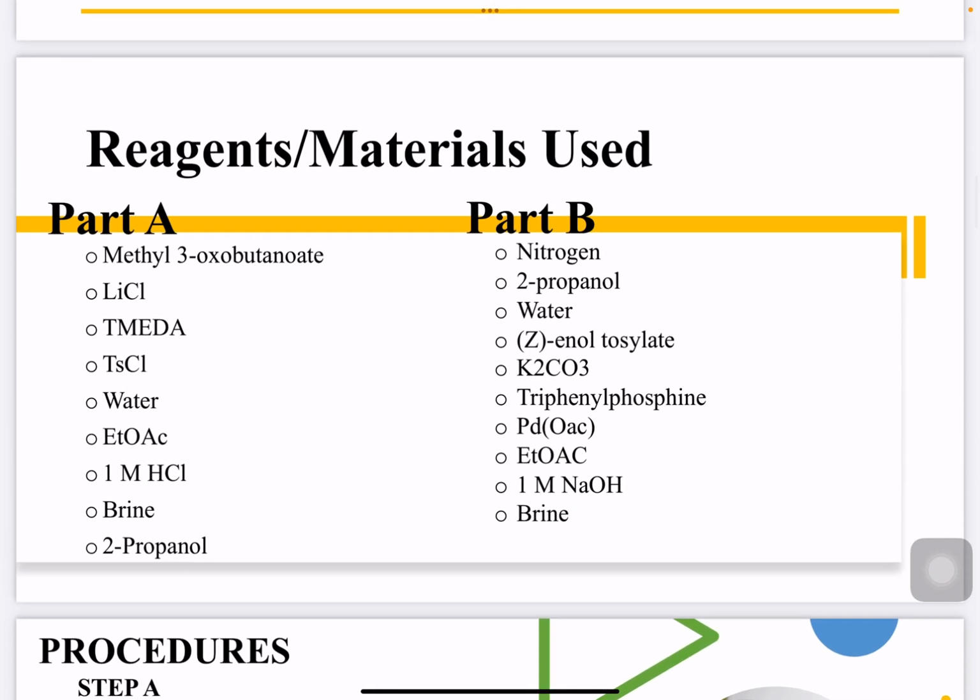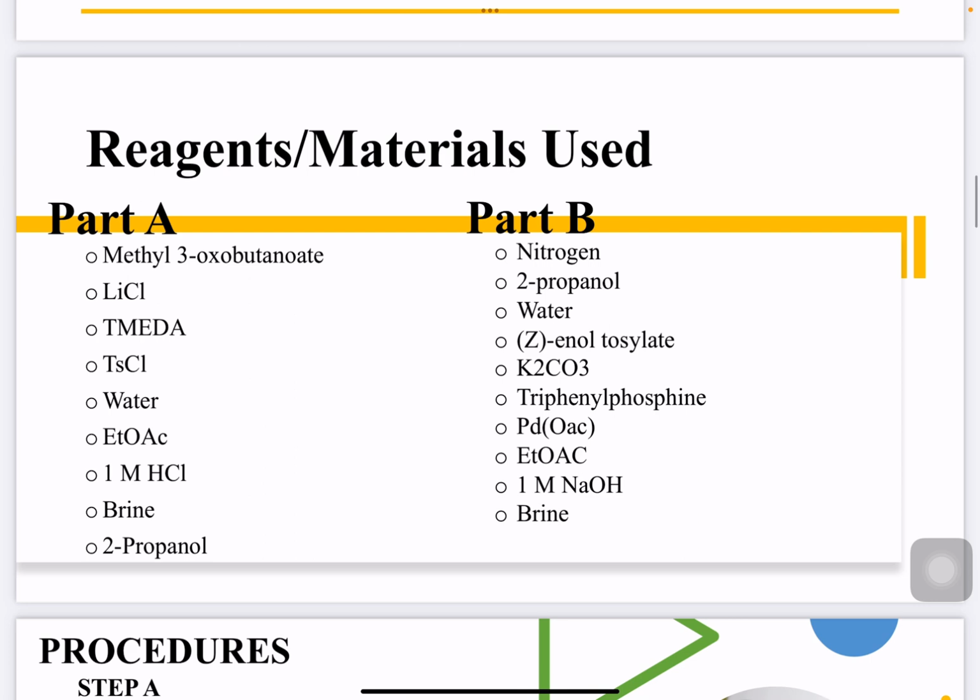Okay, so the reagents or materials used in this reaction: we have, for part A, methyl 3-oxobutanoate, lithium chloride, TMEDA, ethyl chloride, TsCl, water, EtOAc, 1 molar HCl, brine, and 2-propanol. In part B, we are also using nitrogen, 2-propanol, water, Z-enol tosylate, K2CO3, triphenylphosphine, p-TolOAc, EtOAc, 1 molar NaOH, and brine.